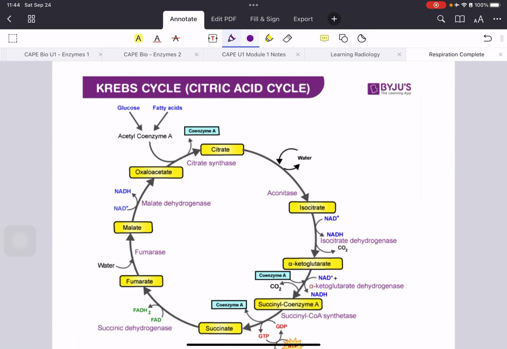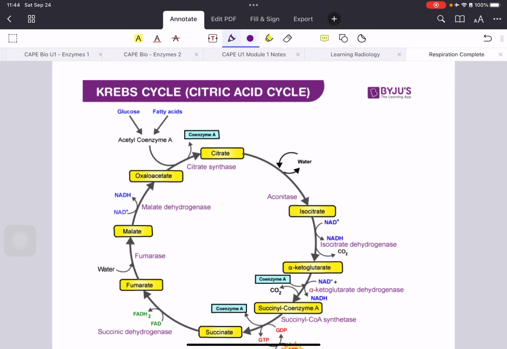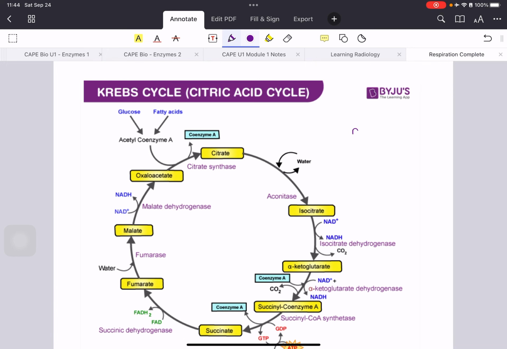So that was the link reaction. As I said, not too big there. It's just to make the acetyl coenzyme A. So let's go to the Krebs cycle. Now the Krebs cycle, unlike glycolysis, occurs in the matrix of the mitochondrion. Glycolysis occurred in the cytoplasm of the cell.